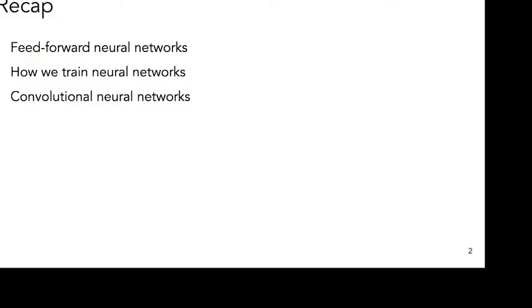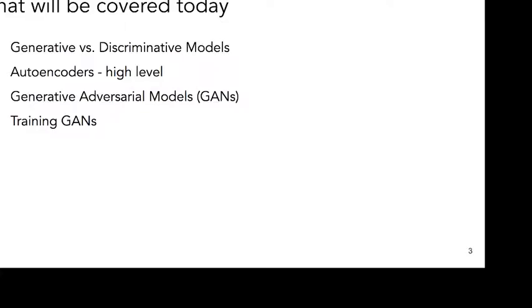So just to recap, so far we've covered feed-forward neural networks, which is just simple nodes connected to each other. We've done a few methods on how to train neural networks, and we've gone over convolutional neural networks for images. So today we're going to go over generative and discriminative models, autoencoders at a pretty high level, generative adversarial models, which we call GANs, and then how to train a GAN.